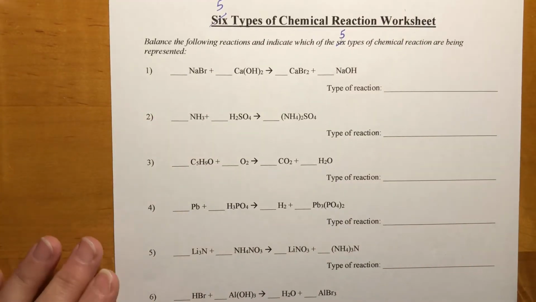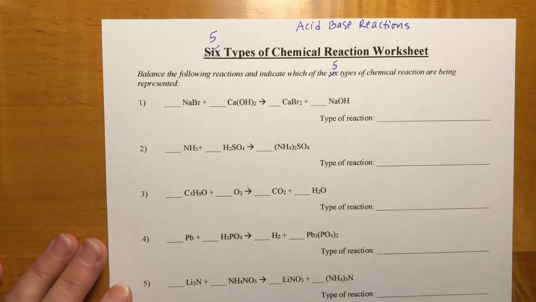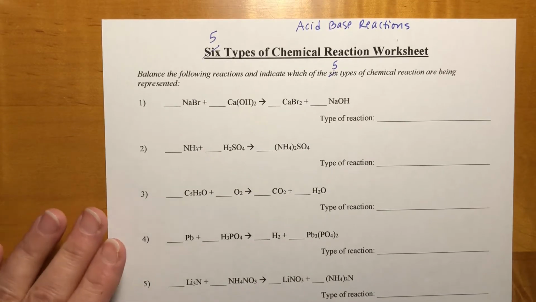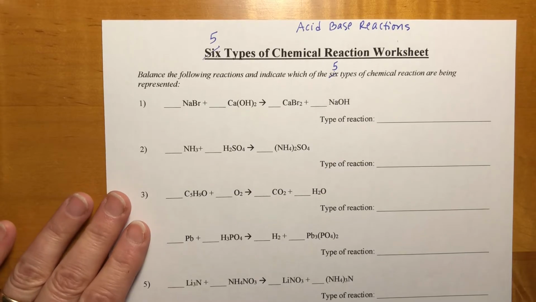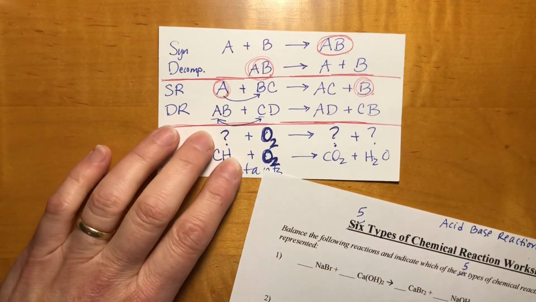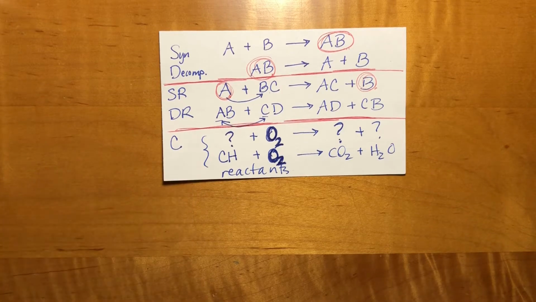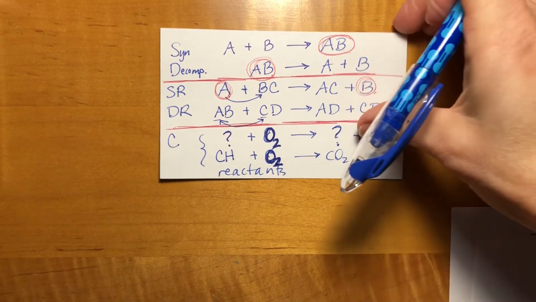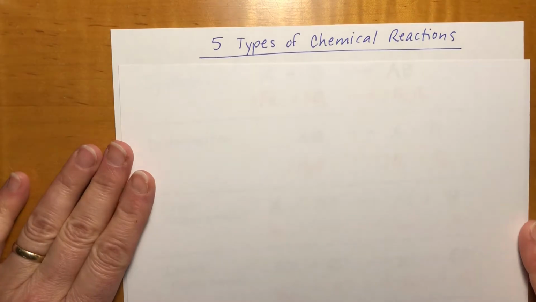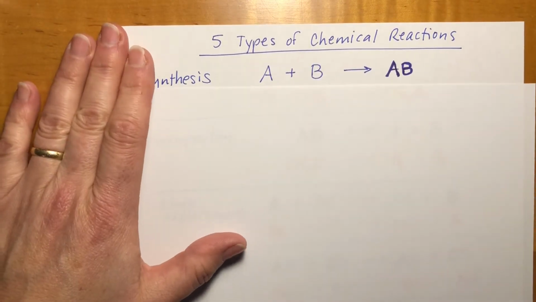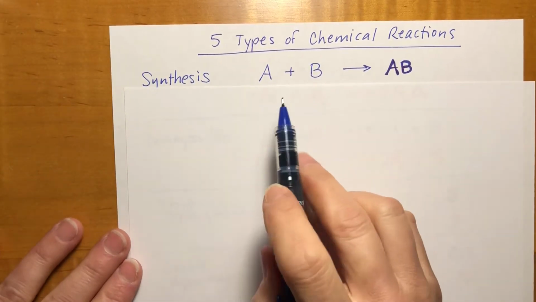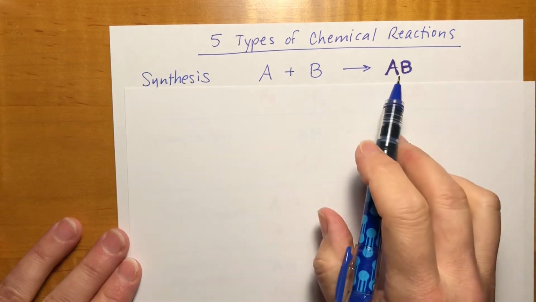If you recall from the last video, I went through this little card and the types of reactions. I just want to review it real quick that we talked about. The five types of reactions. The first one's a synthesis, where A and B combine together to make AB.